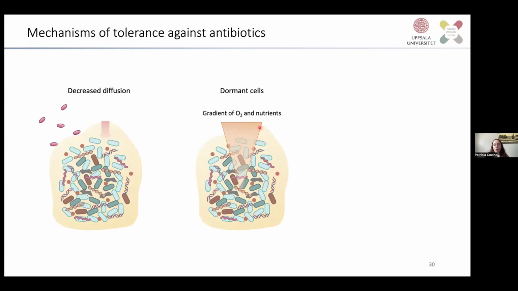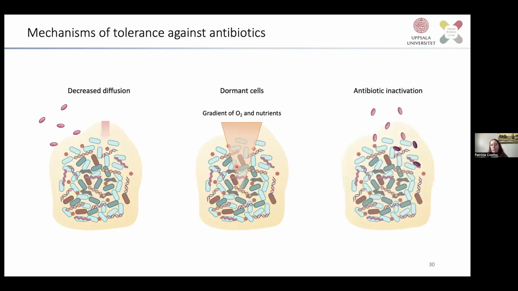Then, if we think about a biofilm as a three-dimensional structure, the cells here in the core will be deprived of oxygen and nutrients, so they will become dormant and have a lower metabolic activity. So antibiotics that rely on bacteria that are growing to have an effect will no longer have an effect on the biofilms. And then, if the antibiotic can penetrate the matrix, there might be components within the matrix that inactivate the antibiotic.